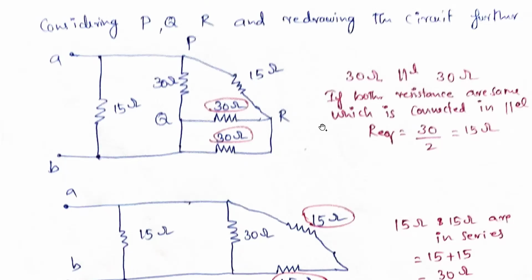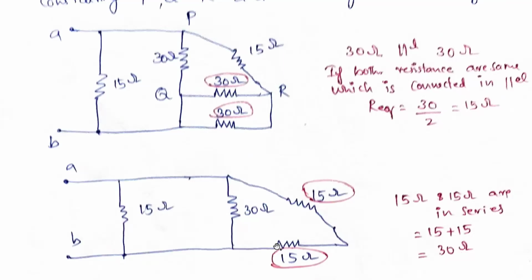Okay, now we have redrawn the circuit. Now if you see, this 30 ohms and this 30 ohms are in parallel, because they are connected in parallel. So if both are connected in parallel and both resistances are the same, just divide by 2. So 30 divided by 2 is 15 ohms.